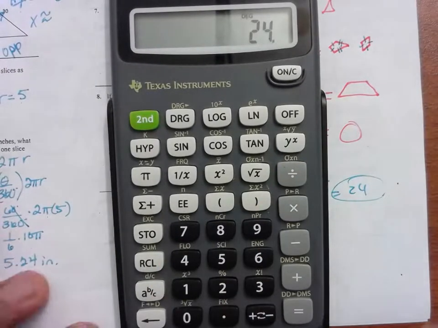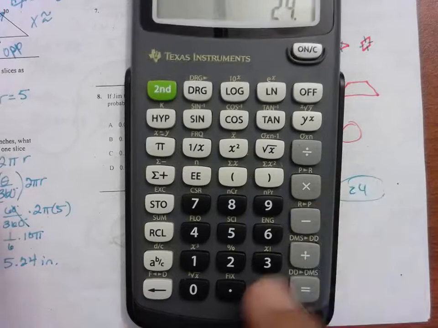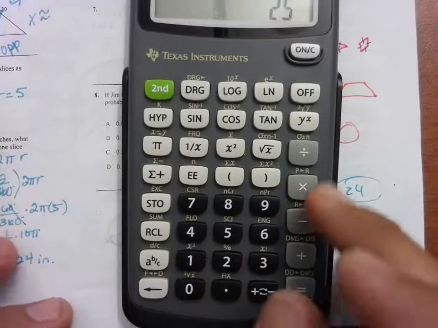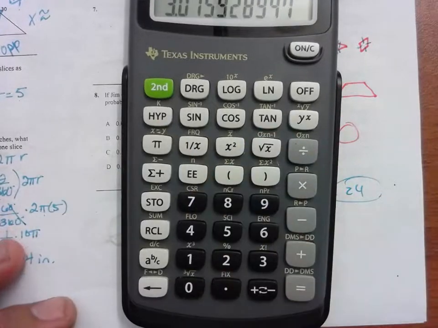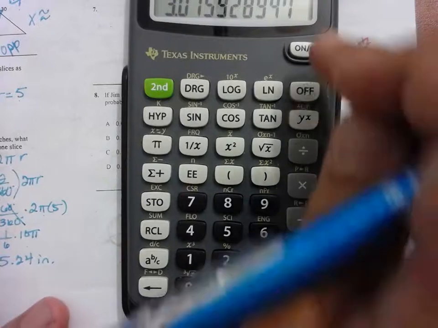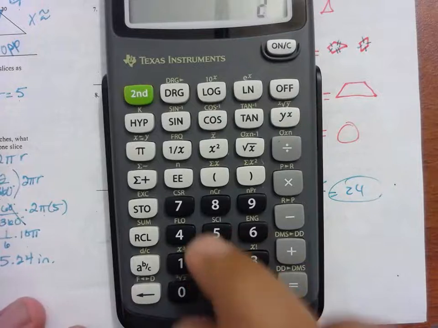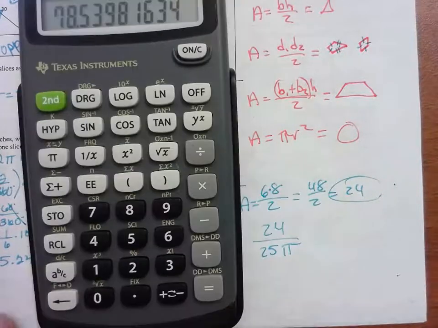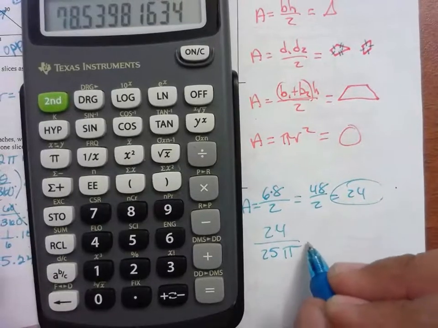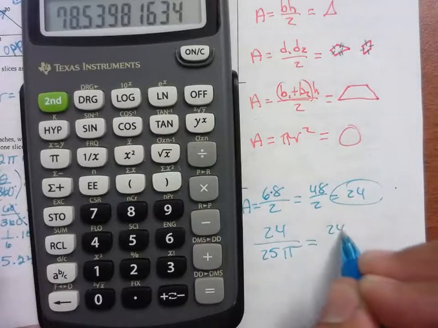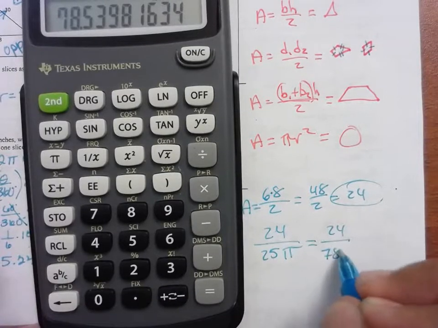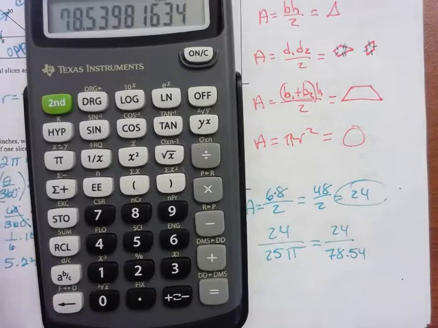24 divided by what was the 25? Okay, 25 times pi. Now, are you sure that's going to do that in the right order? No, it did not. You're going to have to estimate it. Yeah, so you're going to have to do 25 pi first. And guys, you have to be really careful with that.